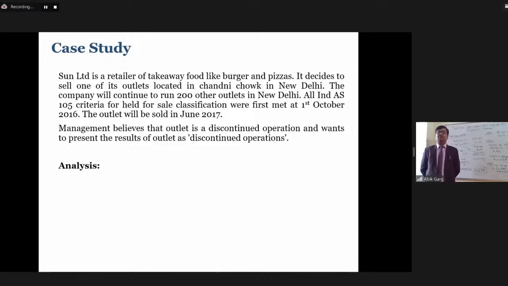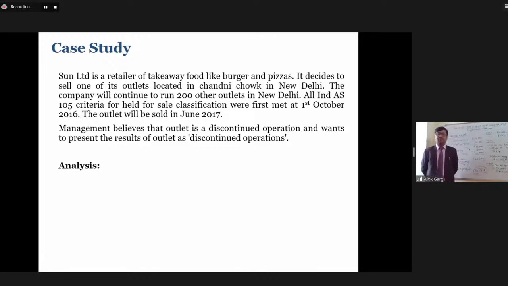All IND AS 105 criteria for held for sale classification were first met on 1st October 2016. The outlet will be sold in June 2017. So the classification criteria is met. Management believes that the outlet is a discontinued operation and wants to present the result of the outlet as a discontinued operation.